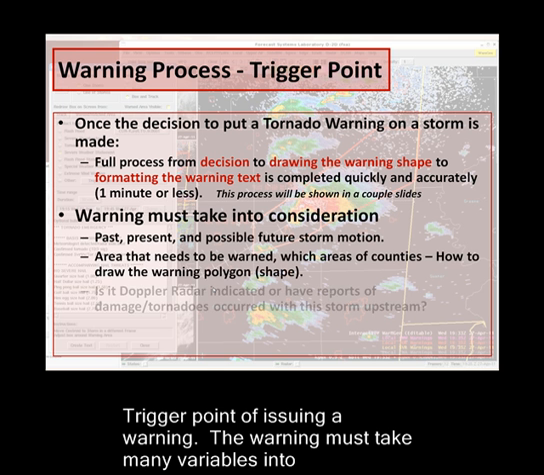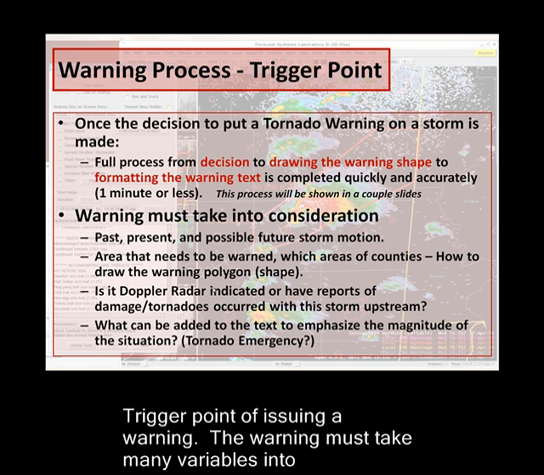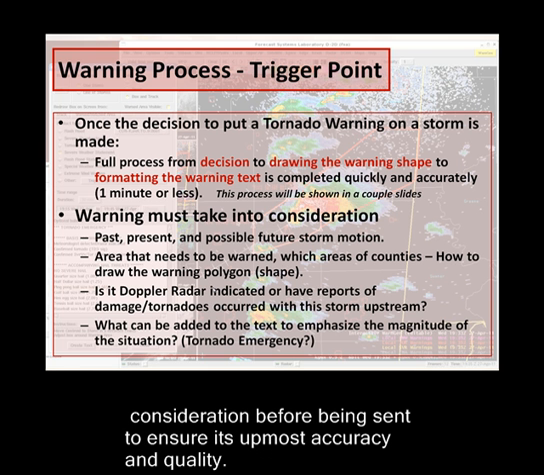The warning must take many things into consideration: the past, present, and possible future storm motions, the area that needs to be warned, which areas of the counties, which cities, how fast is the storm moving, how to draw the warning polygon or the warning shape itself. Is a Doppler radar indicated, or have reports of damage or tornadoes occurred with the storm that was already previously warned upstream? What can be added to the text to emphasize the magnitude of the situation? Is this a tornado emergency?